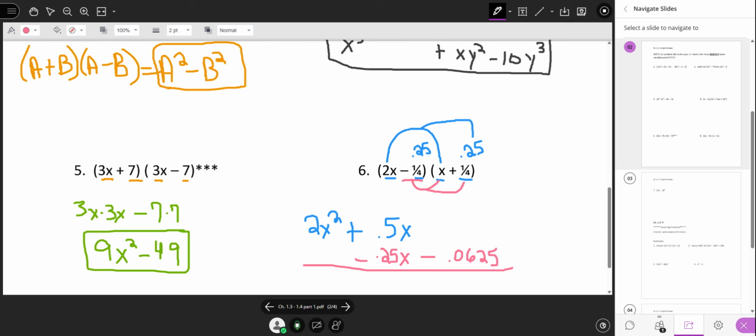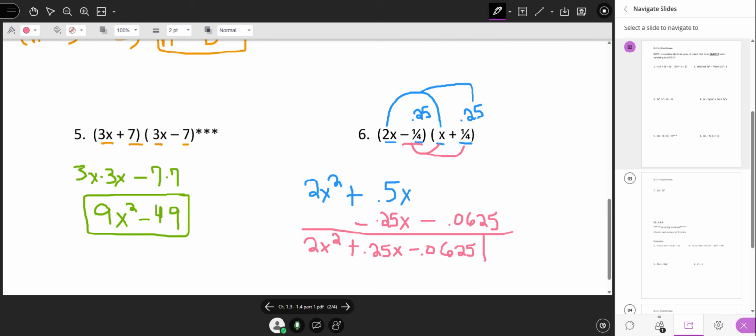And guess what? Your math program will accept your decimal answers. So 0.5 minus 0.25 is 0.25, and it's positive. Remember to keep the x. And that is your answer on that.